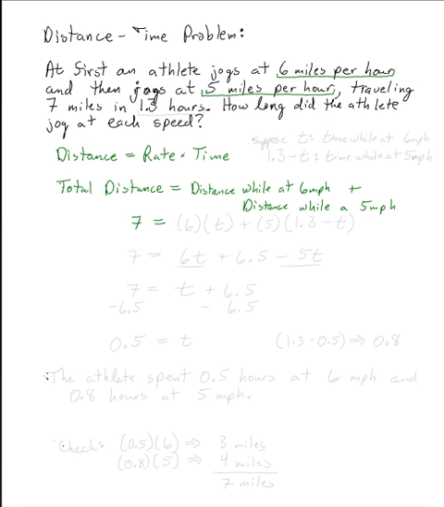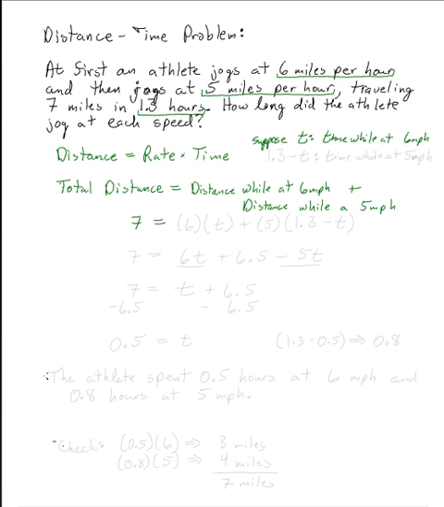Now the distance while at 6 miles per hour, well, that's a rate times a time. Well, we don't know any of the times, so let's do a little bit of side work here. We do know that we have a total of 1.3 hours. So let's suppose that t is the time while at 6 miles per hour.